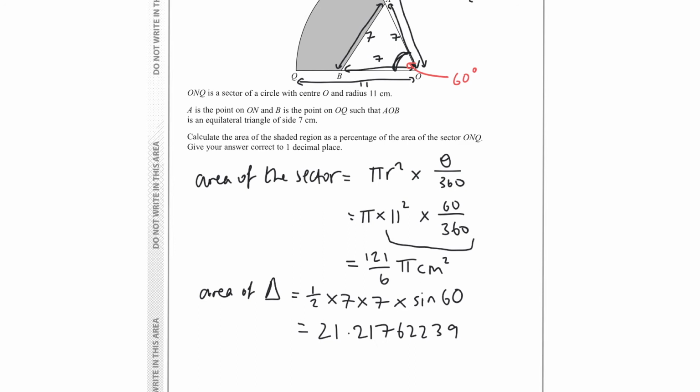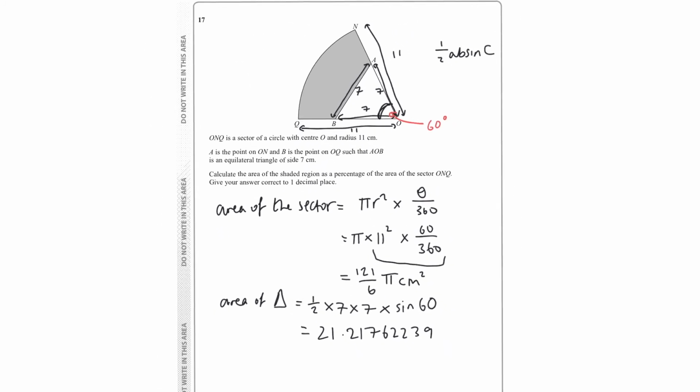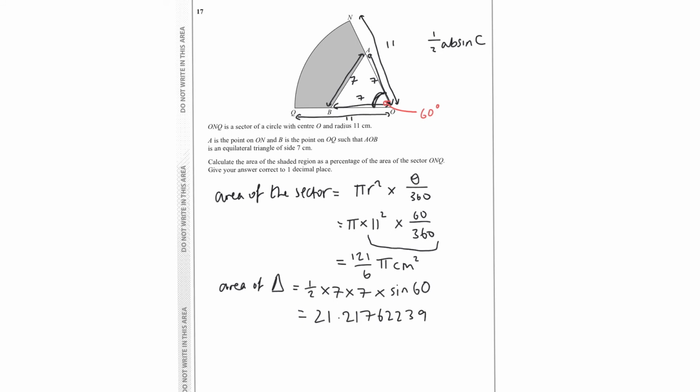And then to work out the percentage of the shaded region. So we know the area of the triangle. It wants us to work out the area of the shaded region as a percentage. If I zoom out, to work out the actual area of the shaded region, we would do the area of the sector take away the area of the triangle. So that would give us the area of the shaded region, because we want it as a percentage of the area. That would all be over the area of the sector, which was 121 over 6 pi.